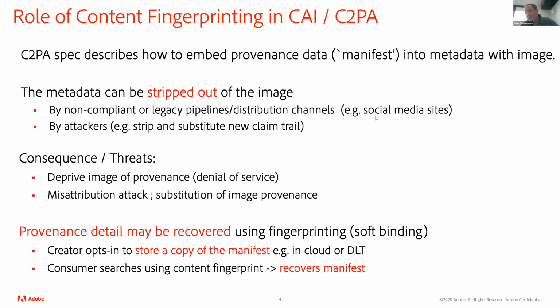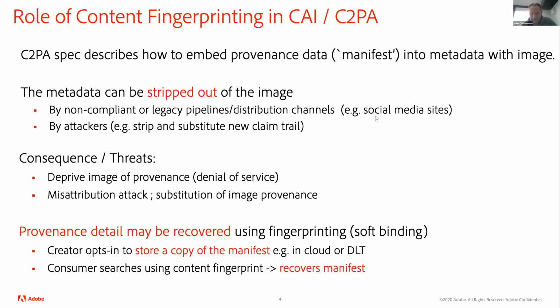And the challenge there is, of course, that as that, let's say, image is passed around online, is redistributed online, it may pass through non-compliant or legacy pipelines in that distribution channel that will strip that metadata out. It may even encounter individuals or actors that intentionally strip that metadata out and may want to even substitute that metadata for alternative metadata to present an alternative false story to the provenance of that image.